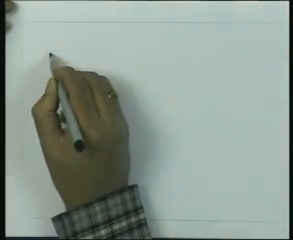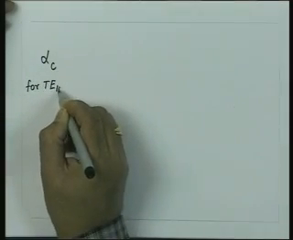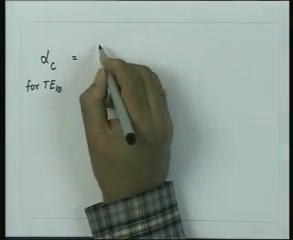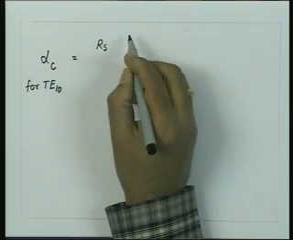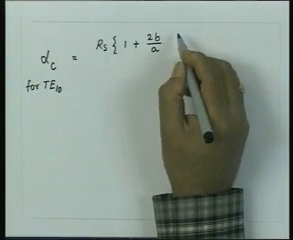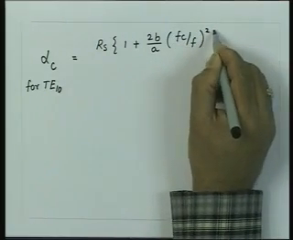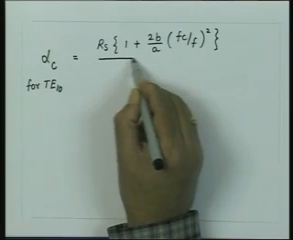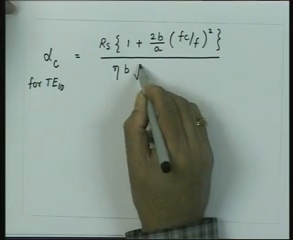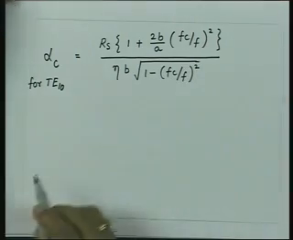So, we get alpha c for TE 10, and that is equal to R s times 1 plus 2b upon a, times fc upon f whole square, divided by eta b, square root of 1 minus fc upon f whole square.